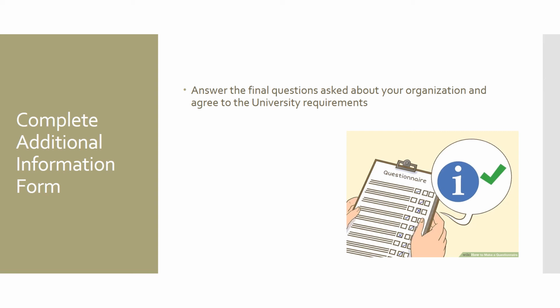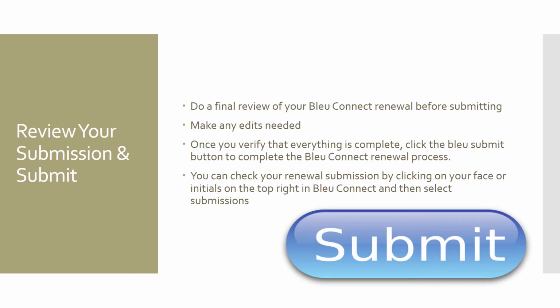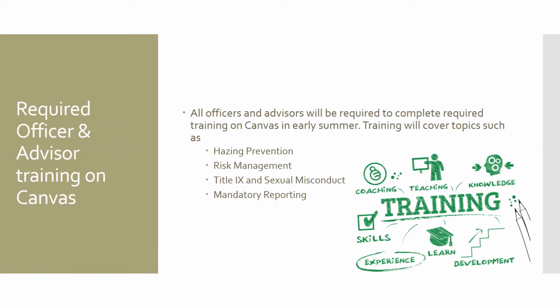Lastly, you will be prompted to answer any final questions and agree to the university requirements for student organizations. Review your registration renewal, make any edits necessary that you overlooked, and then finally click submit. As mentioned before, all officers and advisors will be required to complete training on Canvas during the summer. These training topics will include hazing prevention, risk management, Title IX and sexual misconduct, as well as mandatory reporting.